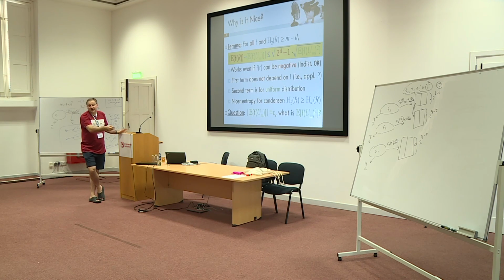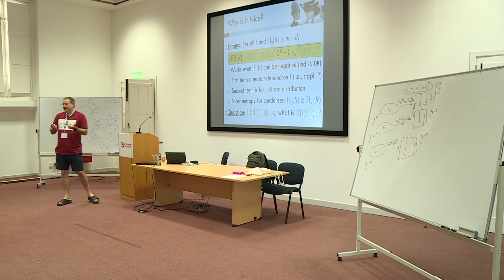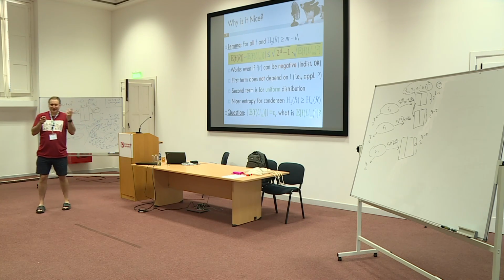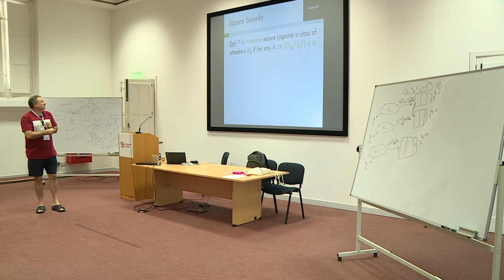But what is this term? It's a new term. We need to interpret it from the perspective of security. It's a weird term. It's the advantage squared, the square of the advantage. That's why it's called square security.